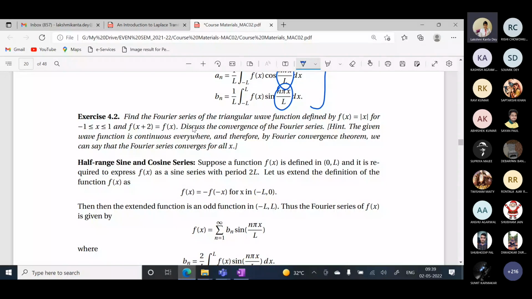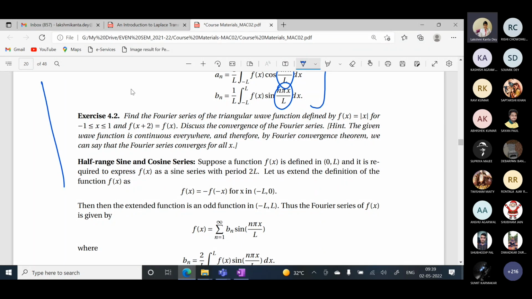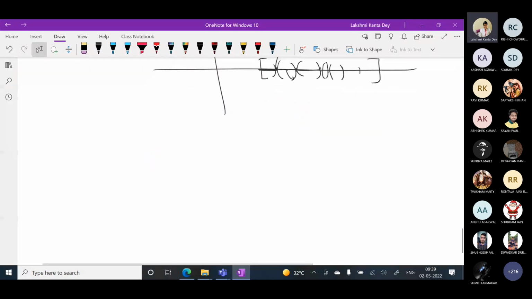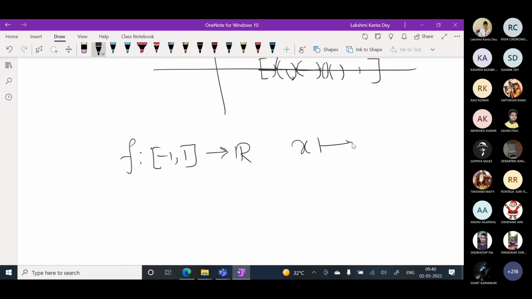So what is happening here? As f is from -1 to 1, x goes to |x|. Is not it? This is your function. And another condition is that f(x + 2) = f(x) for all x belonging to the domain of definition, right?